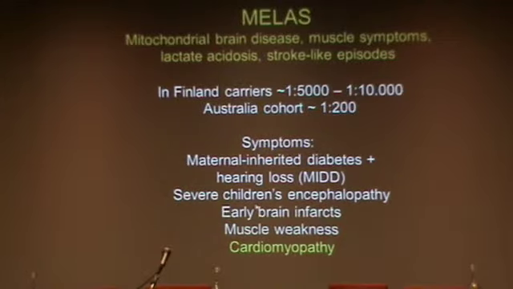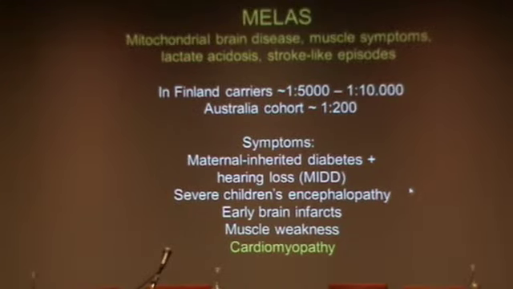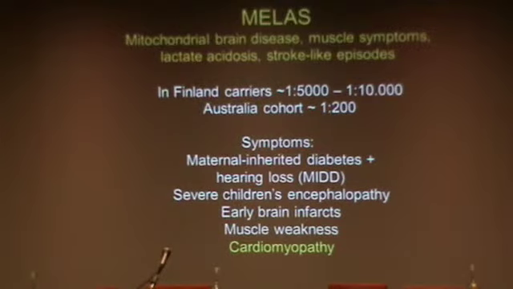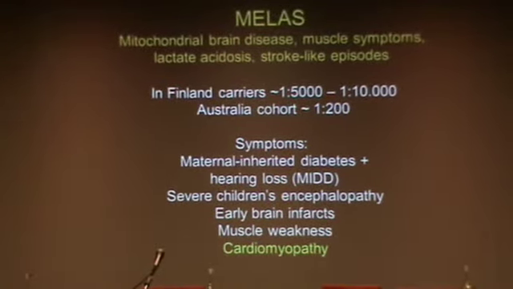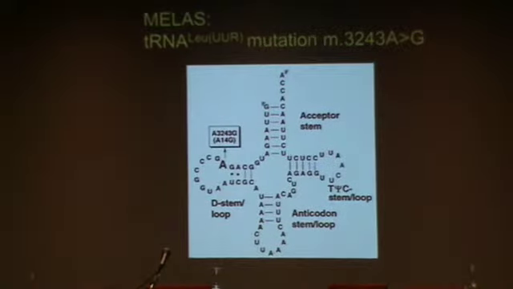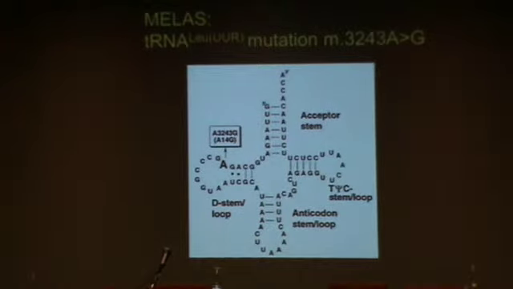The most common manifestation of this tRNA mutation is maternally inherited diabetes and hearing loss. And we rather rarely see the full-blown brain disease where it was originally described, and that's why it's called MELAS. But cardiomyopathy seems to be a very common finding in adults who have this mutation. In the literature it is mentioned, but it's not emphasized, and I think it is really important that it is considered for the patients. So this is a specific tRNA mutation, the 3243 mutation in the mitochondrial DNA.